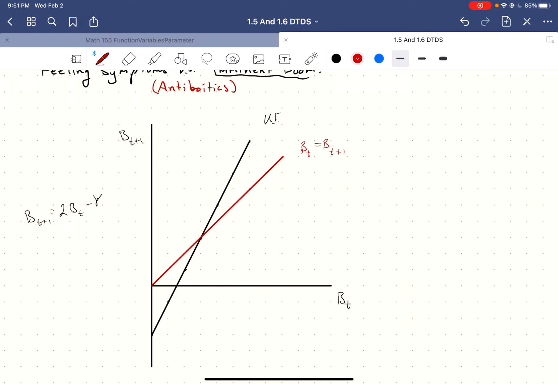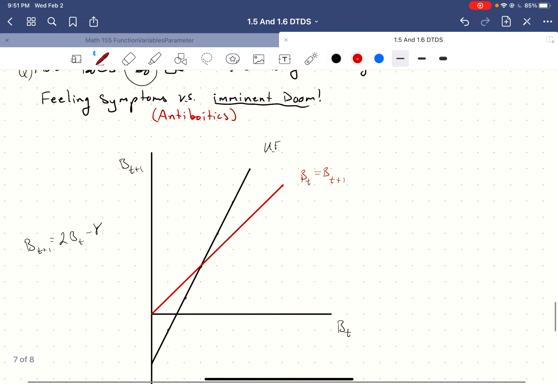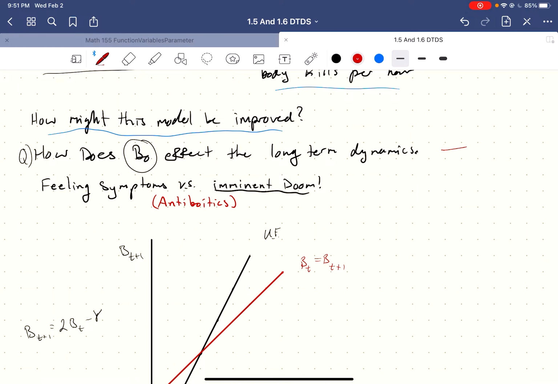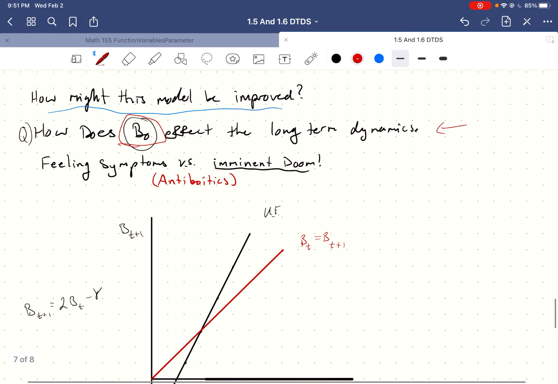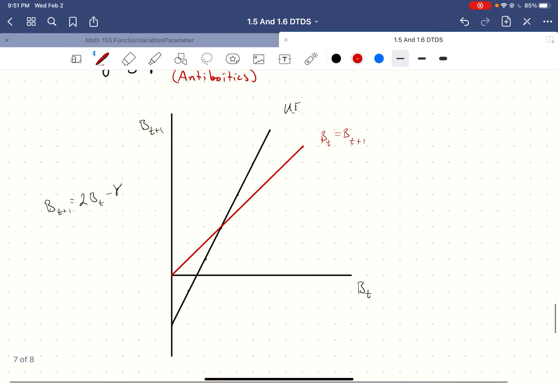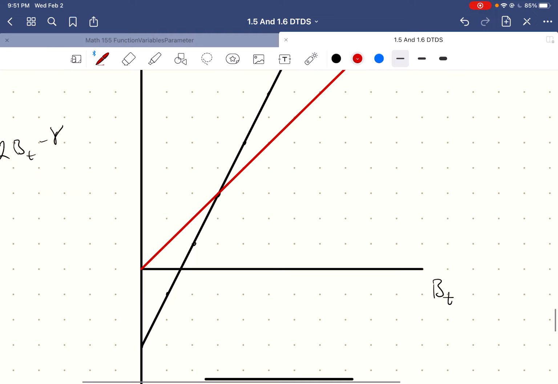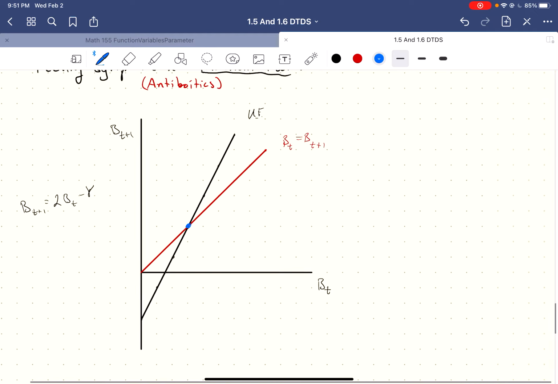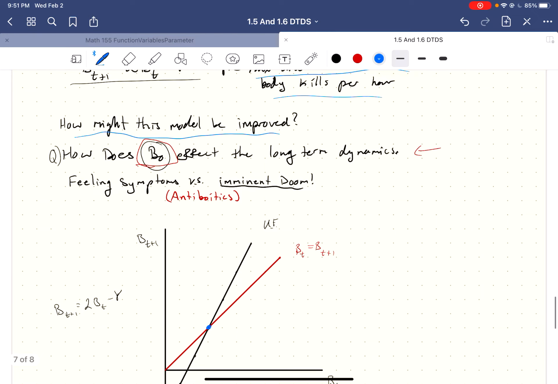So let's look at this question. How does the initial bacterial population affect the long-term dynamics? What does that mean? First off, there's some equilibrium state where the amount of bacteria that I kill off equals the amount of new bacteria that's generated. Let's go ahead and find that really quick. Before we start to answer this question, let's add another question. Let's find equilibrium.